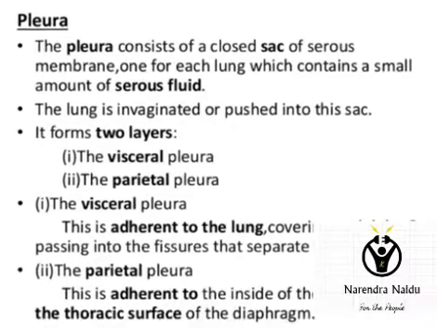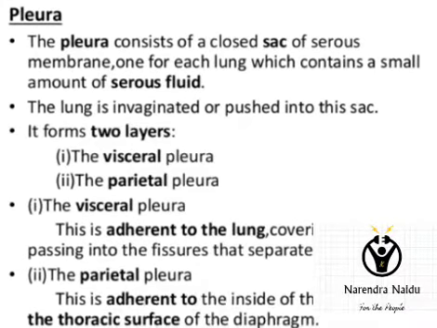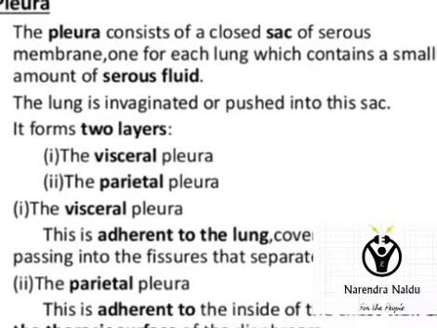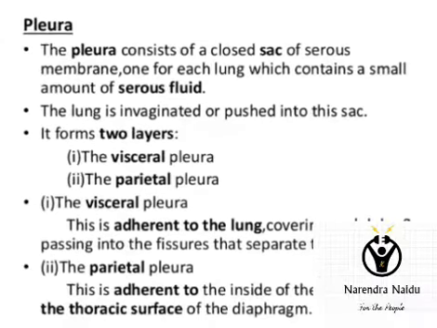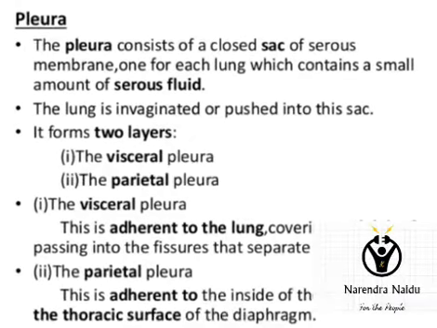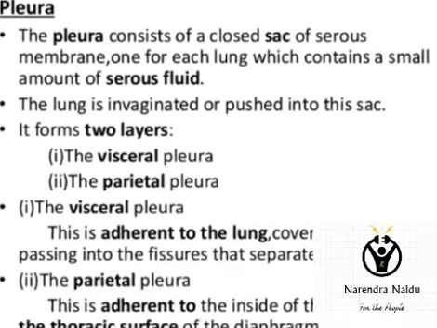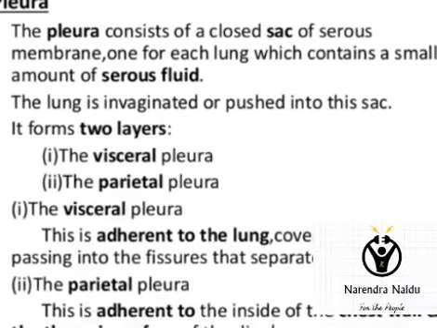Pleura. Pleura forms a sac of serous membrane around the lungs and it contains serous fluid. It is mainly divided into two layers. They are the visceral layer and the parietal layer. The visceral layer attaches to the lungs and the parietal layer attaches to the inside of the chest wall.